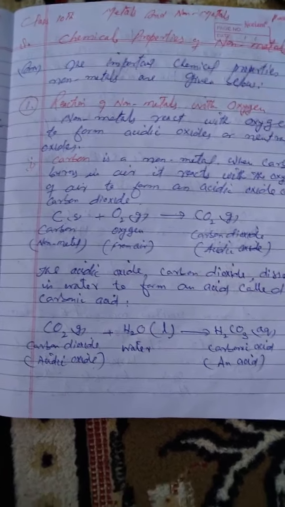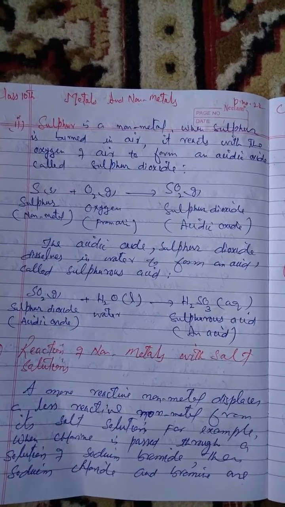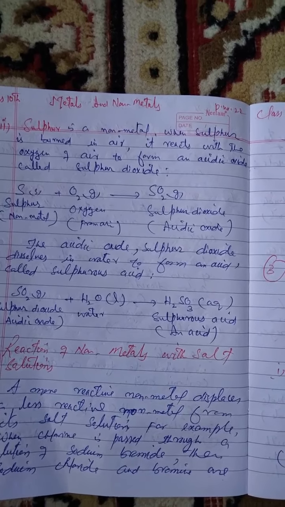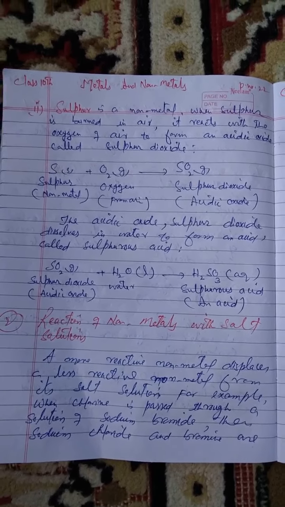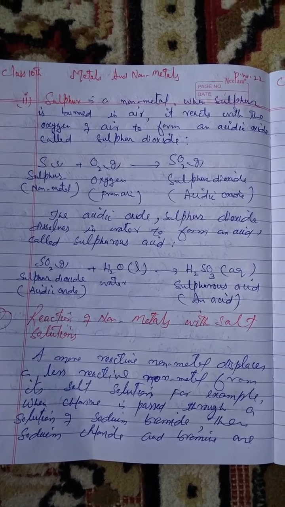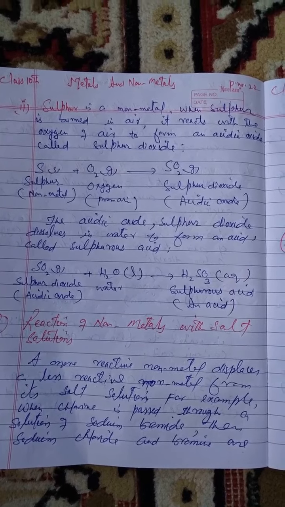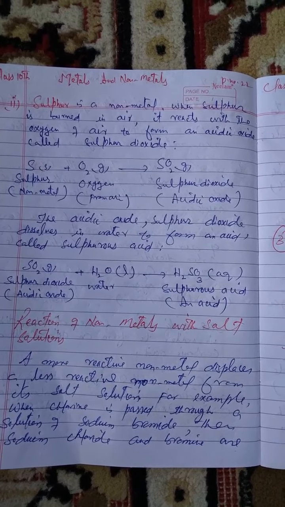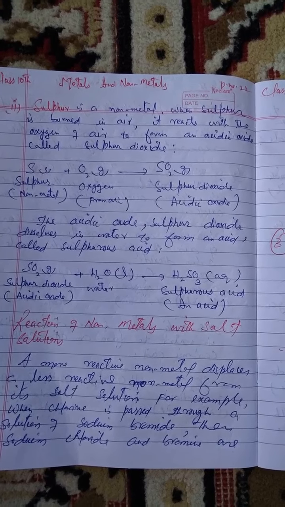Sulfur is also a non-metal. So when sulfur is burned in air, it reacts with the oxygen of air to form an acidic oxide called sulfur dioxide. So sulfur reacts with oxygen, forms sulfur dioxide. Sulfur dioxide is an acidic oxide. The acidic oxide sulfur dioxide dissolves in water to form an acid called sulfurous acid.